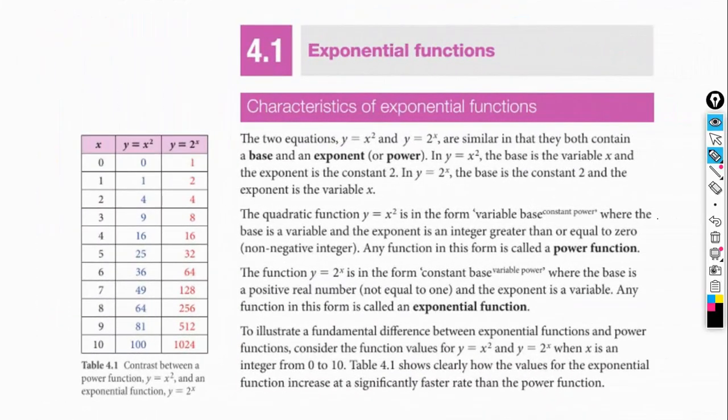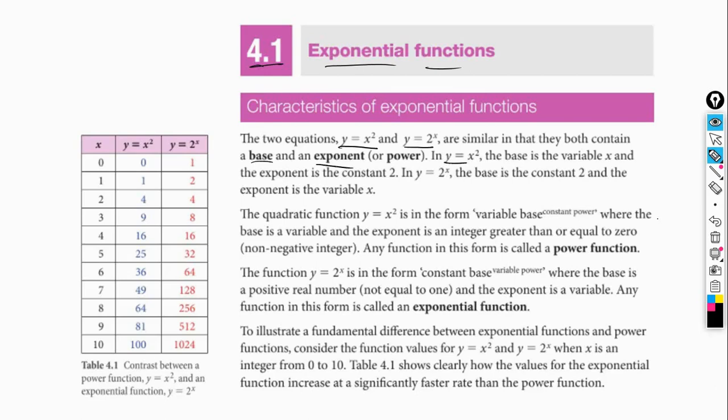So let's start with section 4.1, exponential functions. And we're going to talk about the characteristics of exponential functions. So here, they are comparing two equations, y equals x squared and y equals 2 to the power of x, which are both similar in the sense that they both have a base and an exponent or power.